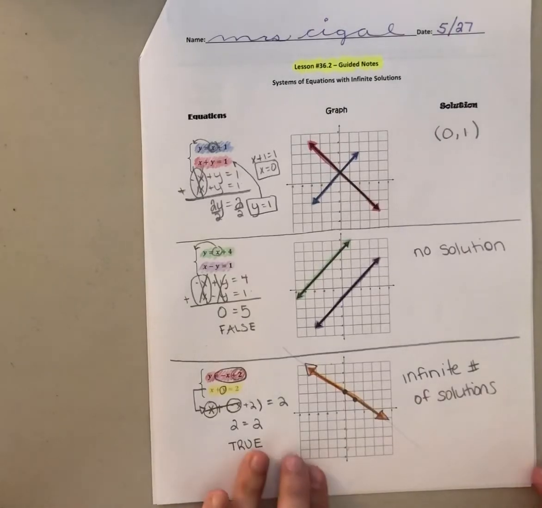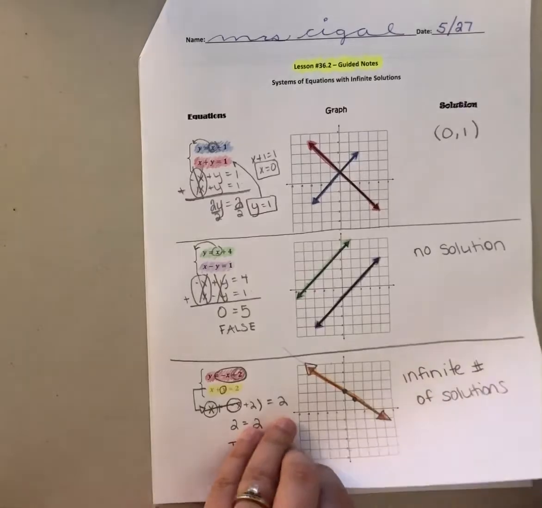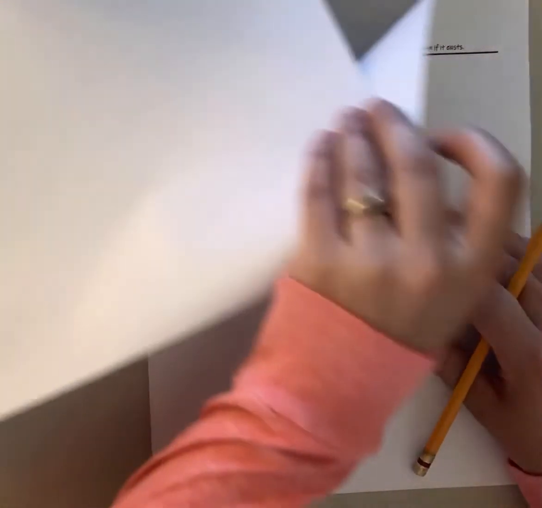So what we're going to do is on the next page, there's 4 problems. We're going to do 2 of those together, and you're going to do 2 of them on your own.